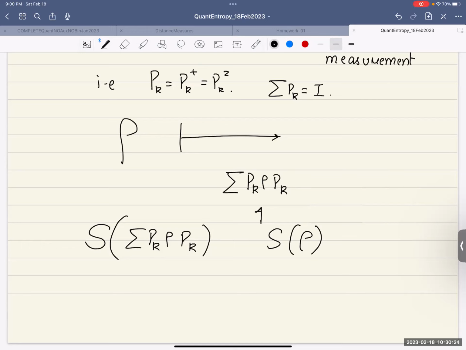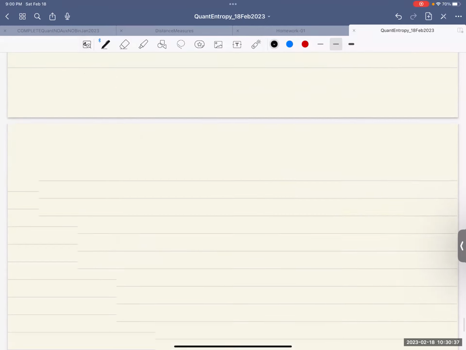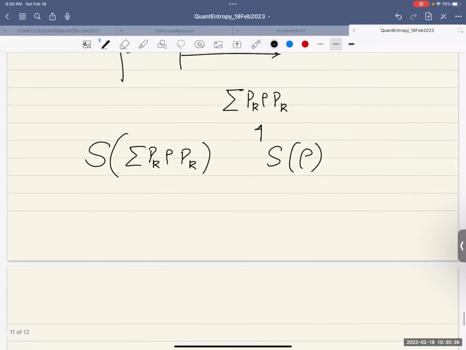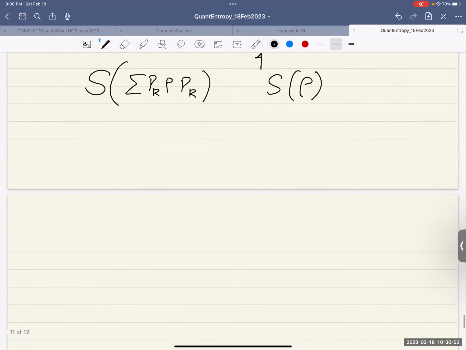So the entropy is like the uncertainty. You made the measurement. Let's take an example, so let's do an example. Suppose Tejas, your question is clear, Tejas? Yeah, questions. Okay, let's do an example.